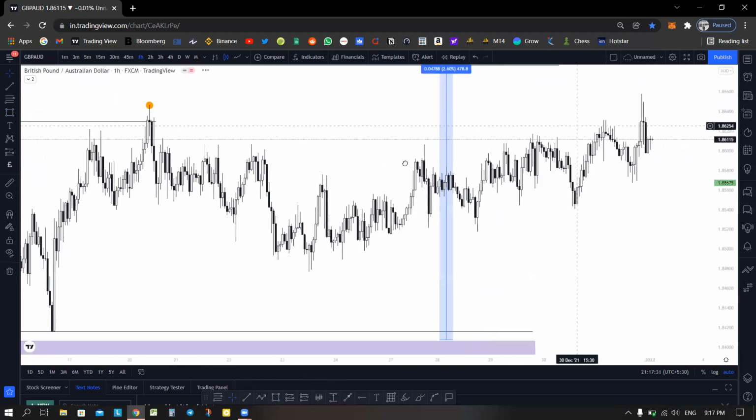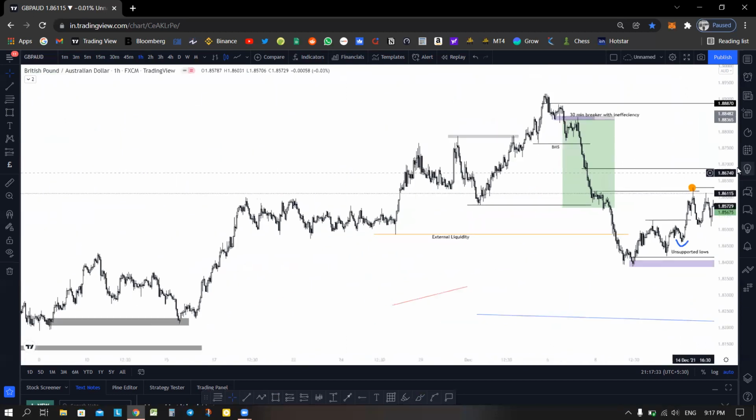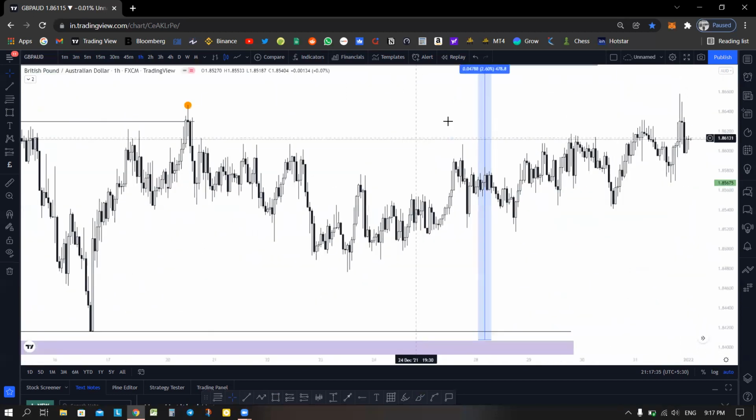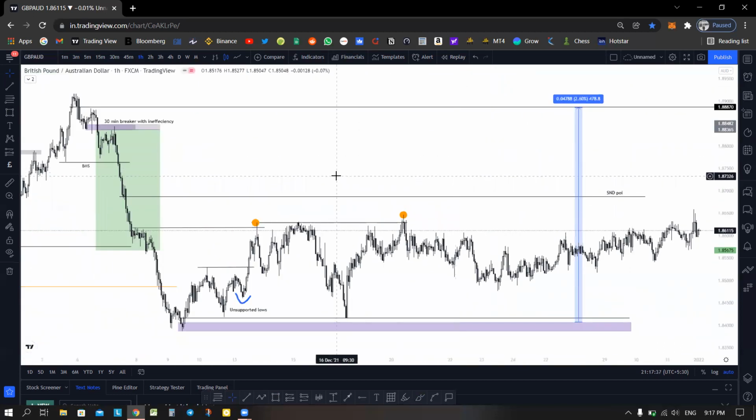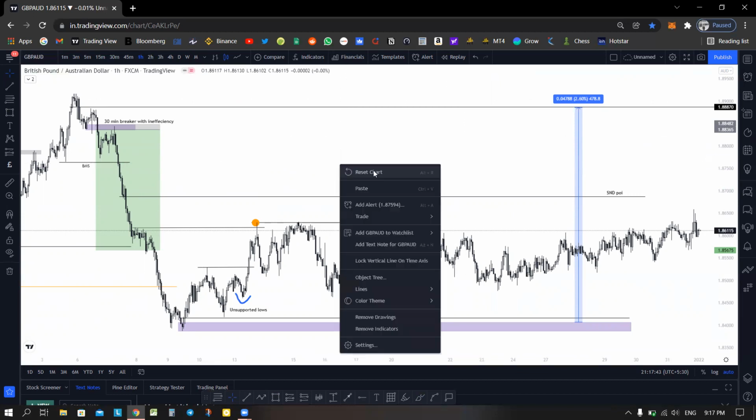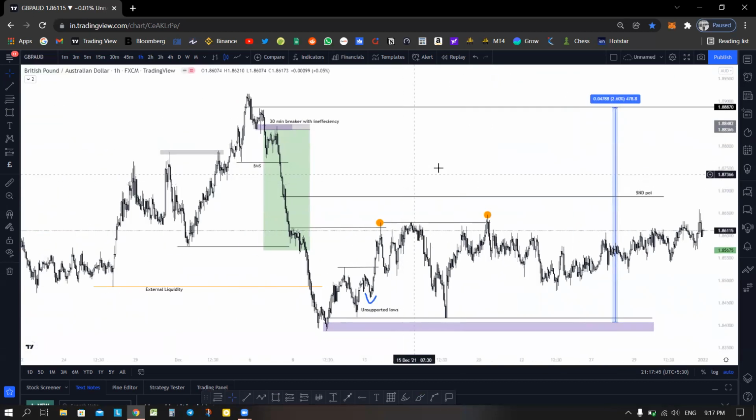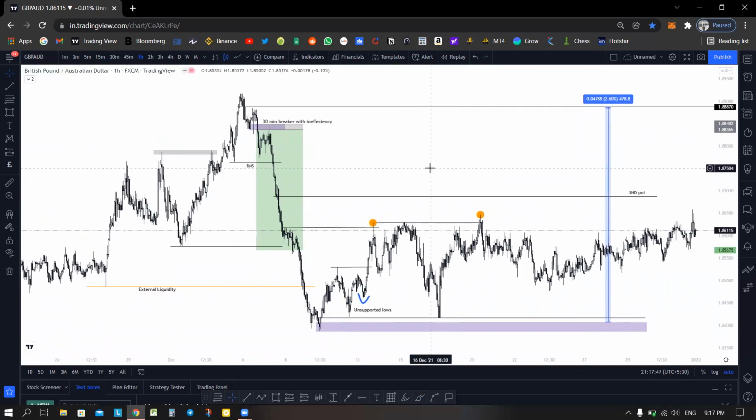So you can see, you can identify order blocks everywhere, but you need to understand why that order block works as a good move and why another order block is not respecting what you want it to respect. Okay, so that's for today.